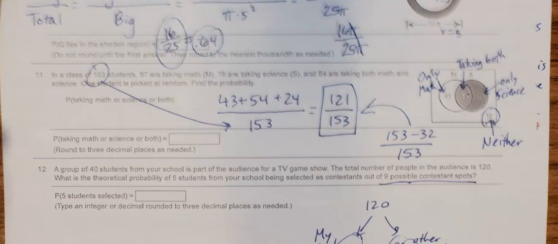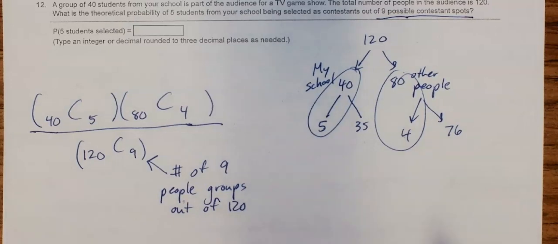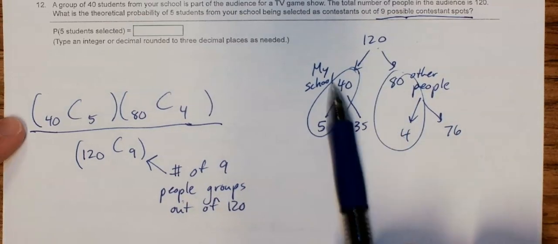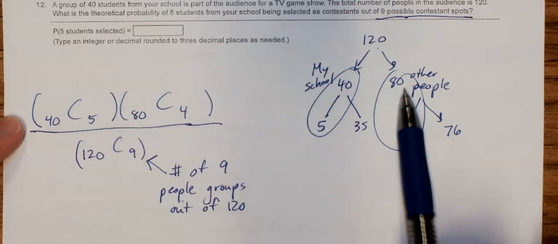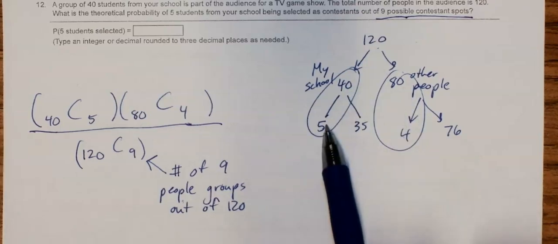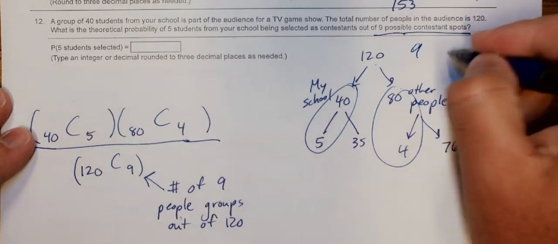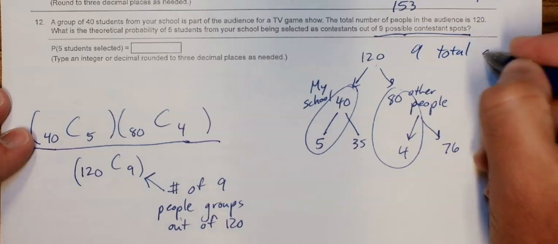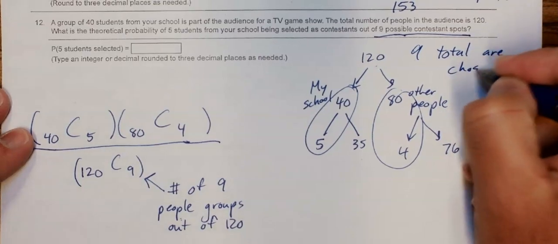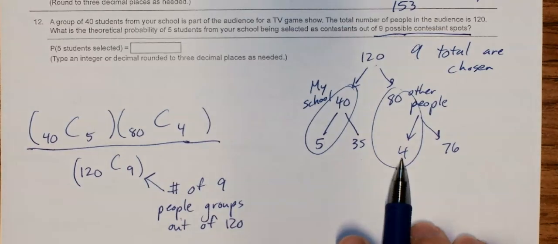Okay, so I think we were finishing question 12. We had gotten this far. We knew that we were splitting the 120 into 2 groups, 40 from my school, 80 other people in the audience. Out of these 40, they wanted to know what's the probability that 5 of them are chosen from my school. Since they are choosing 9 total people, 9 total are chosen, that means that 4 of them would be from the rest of the audience.